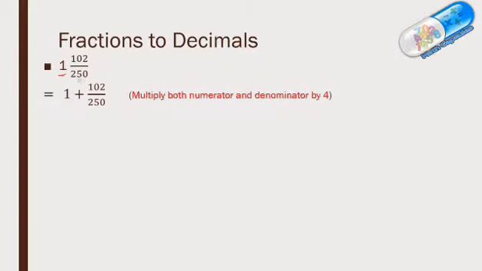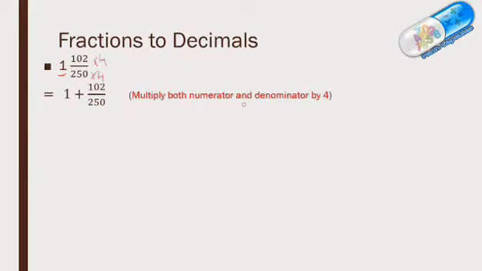Let's take another example. The number is a mixed number. It is not only a fraction, it is a mixed number with a whole number part, which is 1 and 102/250. So what do we do here? I know that 250 can be multiplied by 4 to get 1000. But before this, I will write the number as 1 plus the fraction. So the whole number part plus the fraction part.